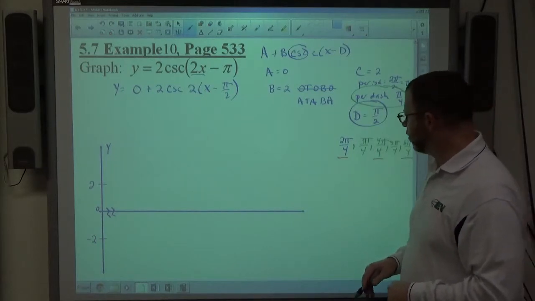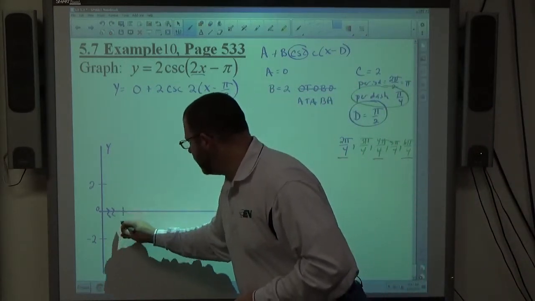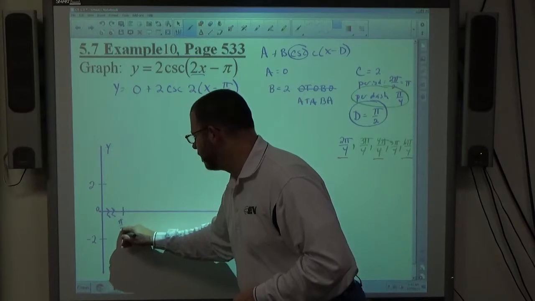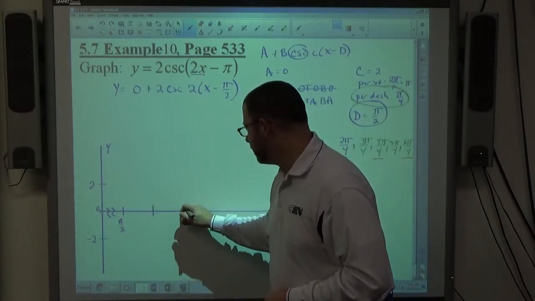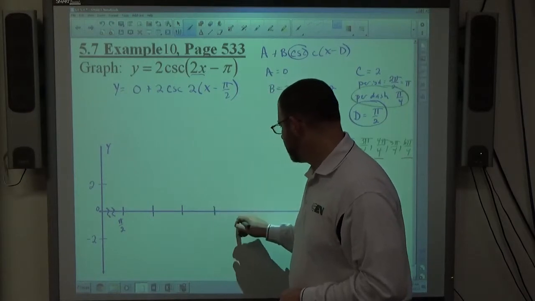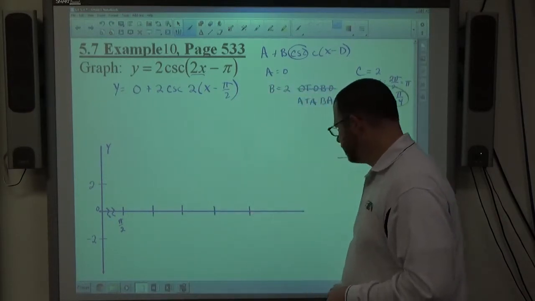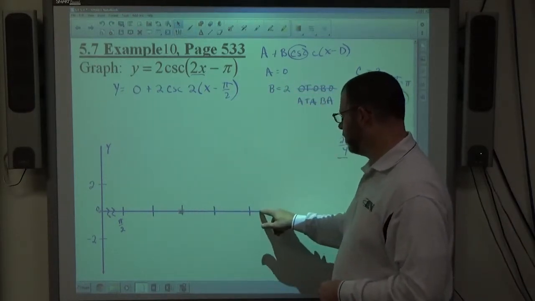I tend to do that usually. So my starting point is pi over 2. And then I've got 4 dashes after that, somewhat equally spaced. Again, you don't have to get perfect, but get close enough that it looks like they're somewhat equally spaced.